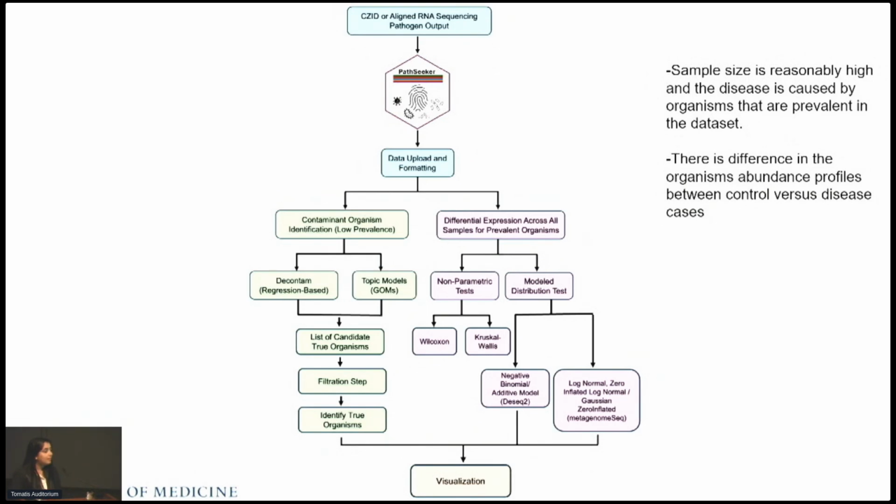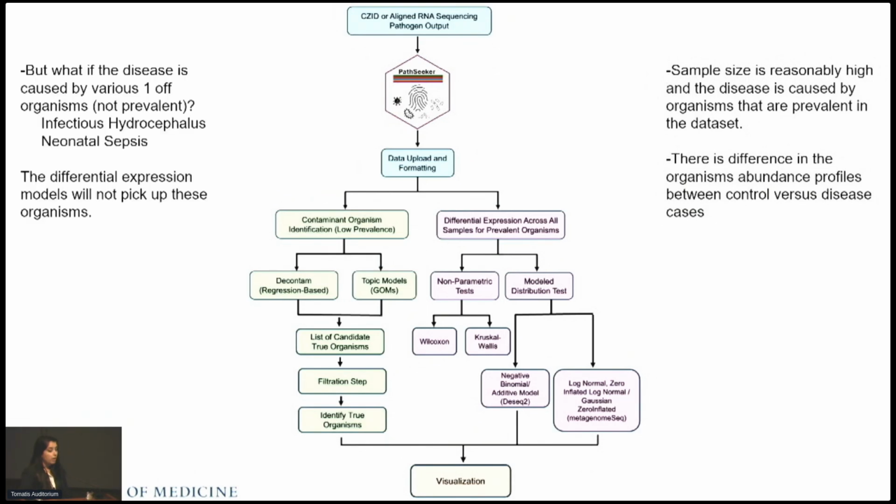However, in reality, most of the diseases that I work with, and that a lot of infectious disease doctors work with, are like neonatal sepsis and infectious hydrocephalus. They could be caused by many pathogens. So in a data set of 100 samples, you can have 40 different organisms leading to infectious hydrocephalus or neonatal sepsis. The differential expression models at that point don't really have enough power to pick up what's going on.